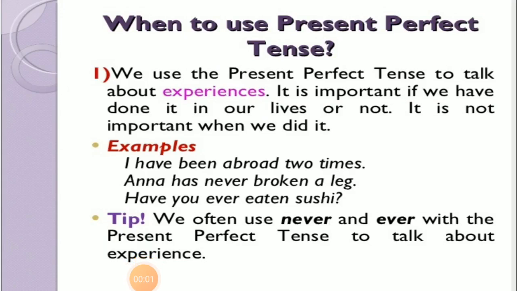Now, let's see when we use the present perfect tense. We use the present perfect tense to talk about experiences. It is important if we have done it in our lives or not. It is not important when we did it. So children, what is the meaning of experience? Experience means what we have done in our life, what we have ourselves experienced. To denote that, we use the present perfect tense.